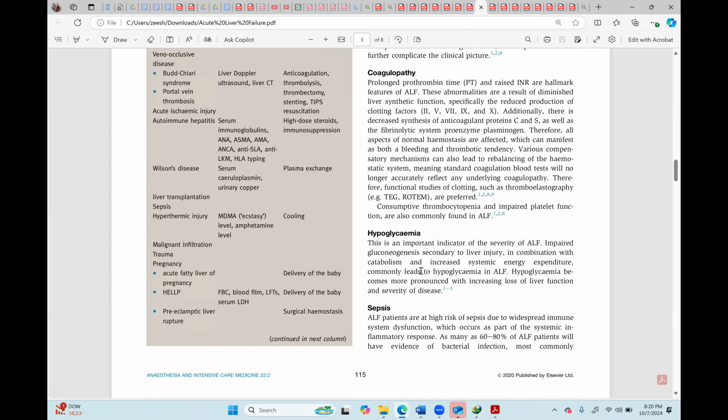Okay, then with pregnancy, delivery of the baby. See, HELLP syndrome, delivery of the baby. Preeclamptic liver rupture, surgical hemorrhage control.